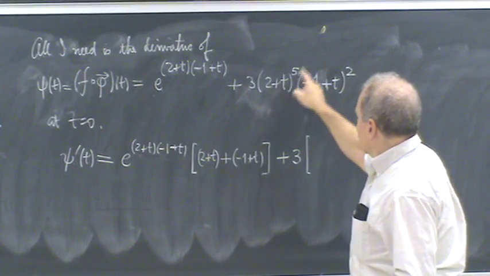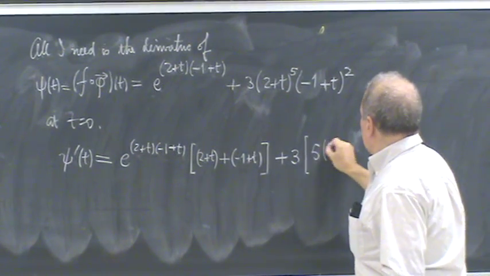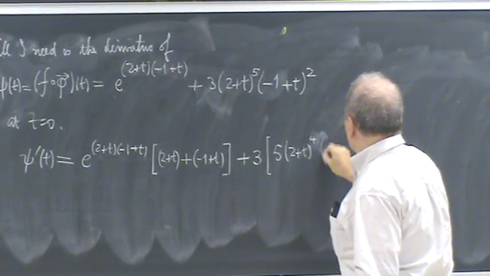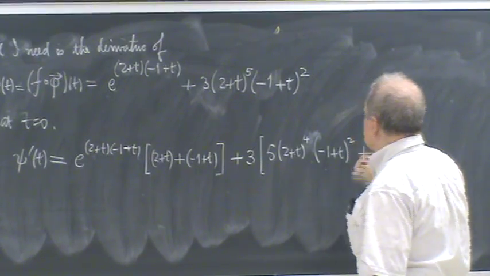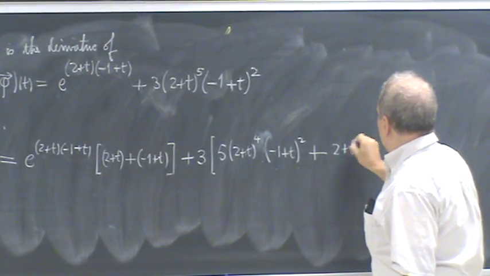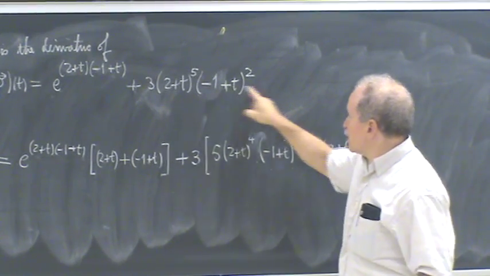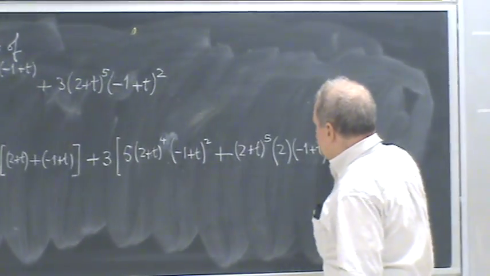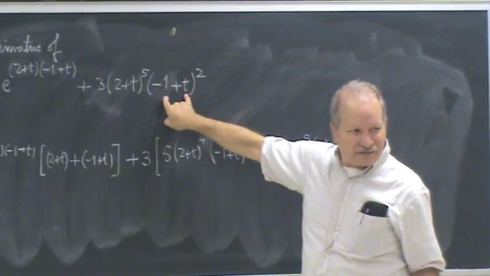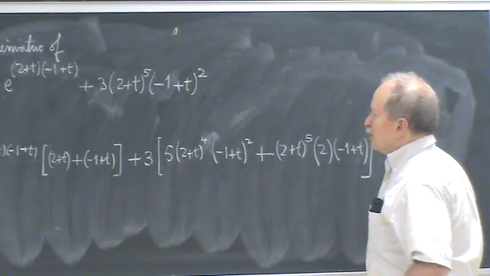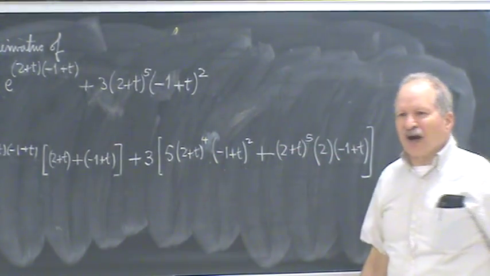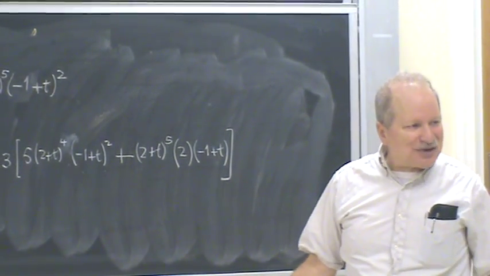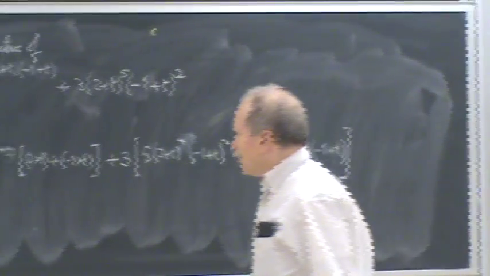So I have 3 times, again, product rule and chain rule, 5 times 2 plus t to the 4th times the derivative of the inside, which is 1, times what's left over, plus 2 plus t to the 5th times the derivative of this, which is 2 times negative 1 plus t to the 1st times the derivative of the inside, which is 1. All right, I could do 25 minutes of algebra on that. Do I need to? I want the derivative at 0. Let's just plug in t equals 0.